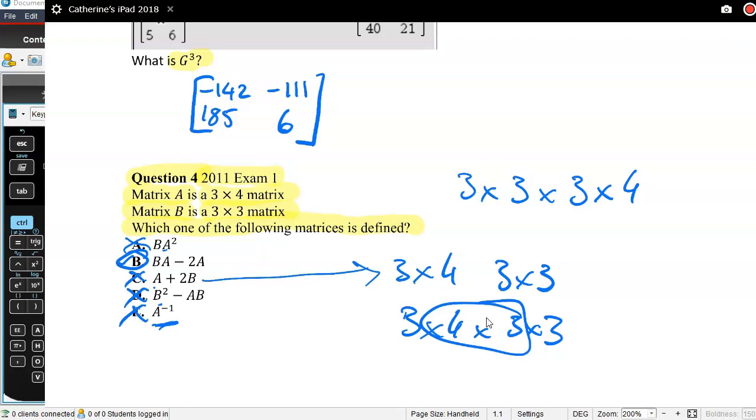57% of the state answered correctly, answered B, and 17% of the state answered A.